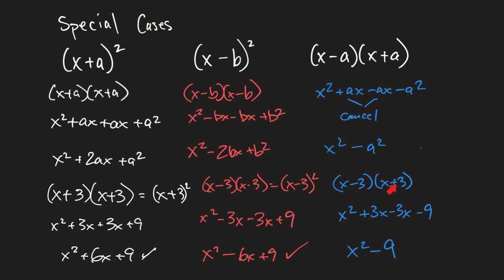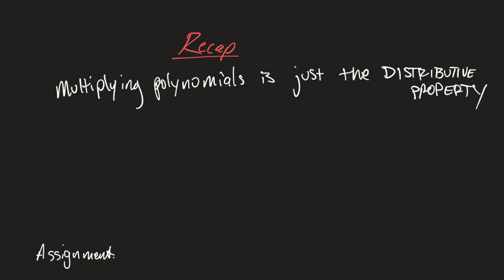What does that look like with our number 3 that we used for the other two examples? X minus 3 times x plus 3. FOIL it out, I get x squared plus 3x minus 9, because positive 3 times negative 3 is negative 9. These cancel when I combine, I'm left with x squared minus 9. So I am done.